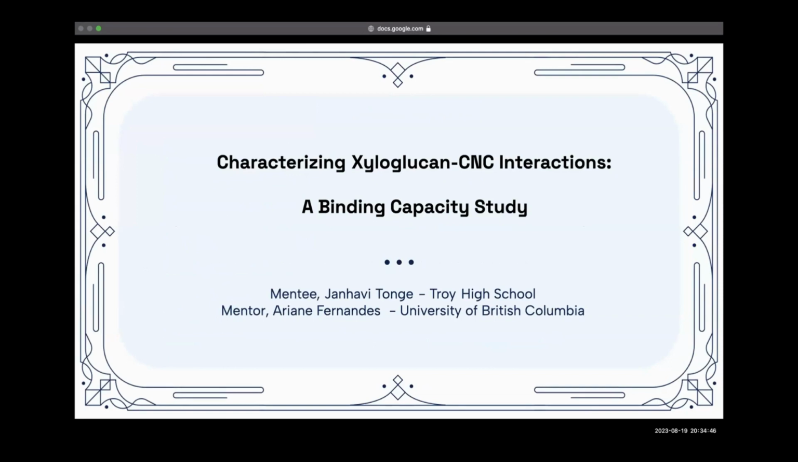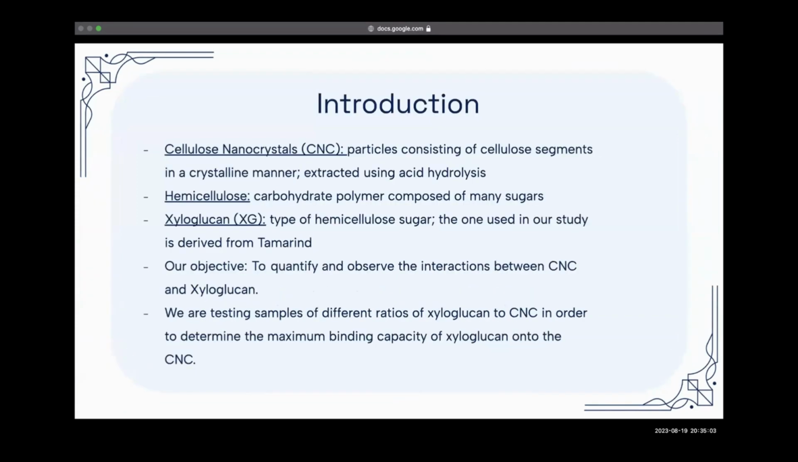Okay then, as you guys know, my name is Janhavi, and today I'll be presenting my project characterizing Xyloglucan and CNC interactions, a binding capacity study. For this project, I was really helped by my mentor, Ariane Fernandez from the University of British Columbia. Before we can dive into what the project's about, we need to first understand a few key terms.